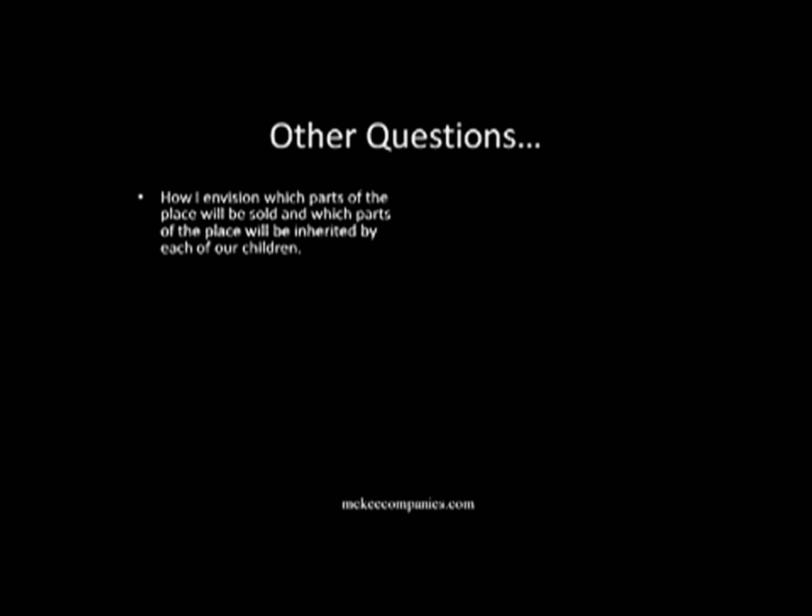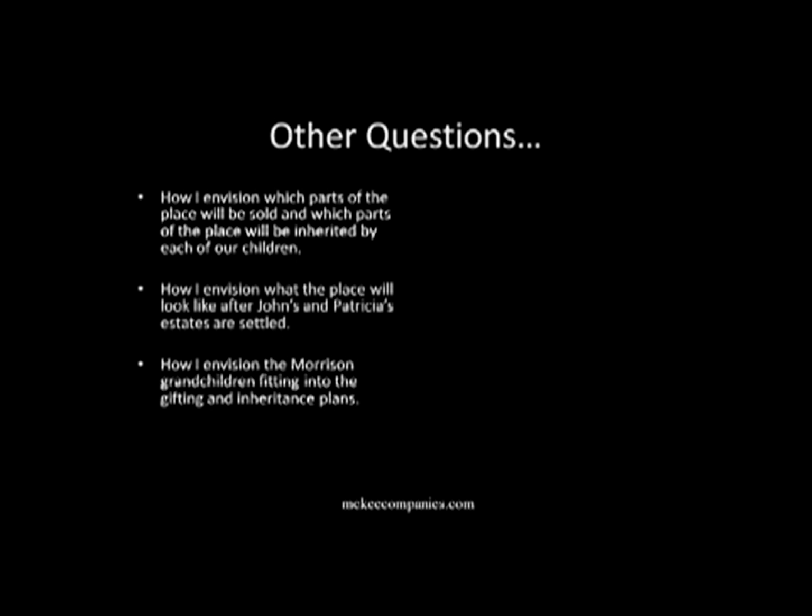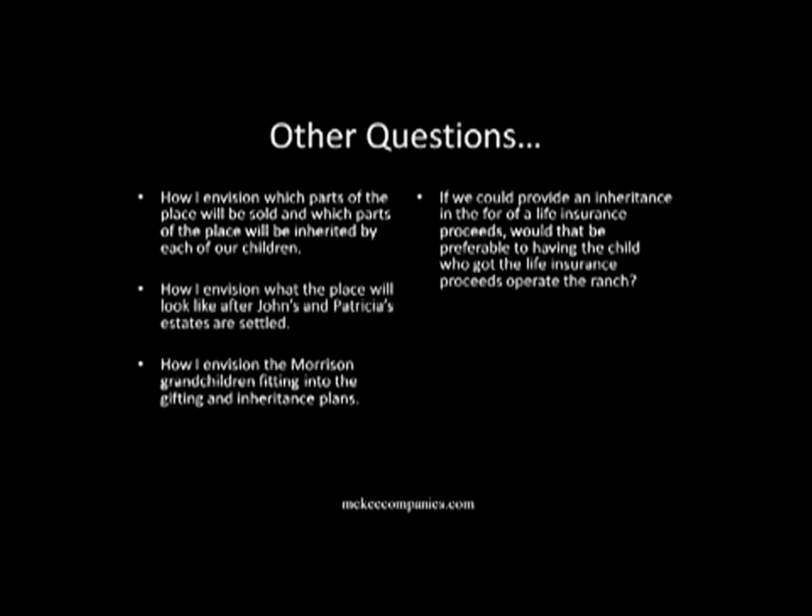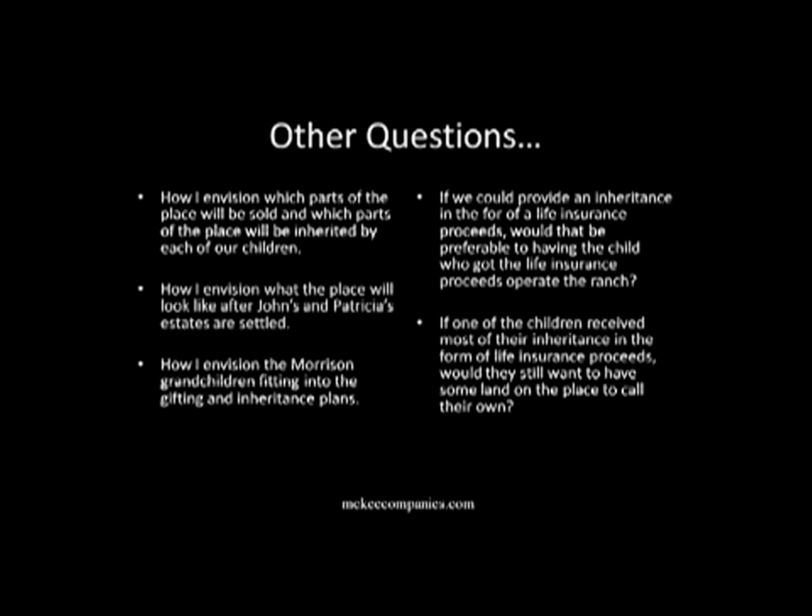How about which parts will be sold and which parts will be inherited? How about what's the place going to look like after the estates are settled? How about the grandkids? If we could give inheritance and life insurance, would that be preferable? If one of them received mostly life insurance, would they still want to have a little land on the place to call their own? That happens quite a bit. And then finally, my greatest concern over my parents settling the estate is, and also we always ask this, if I had some advice for my parents on this, what advice would I give them?